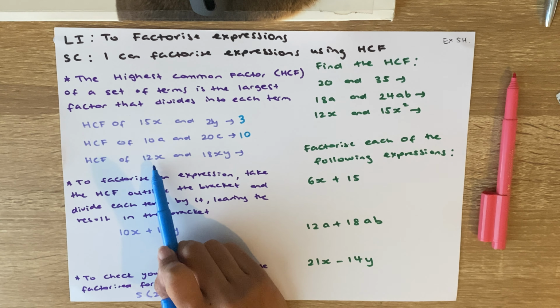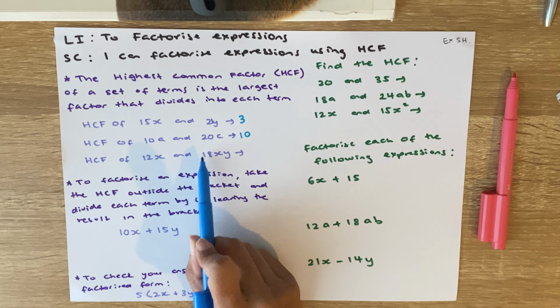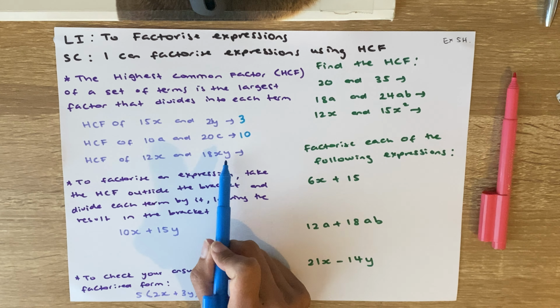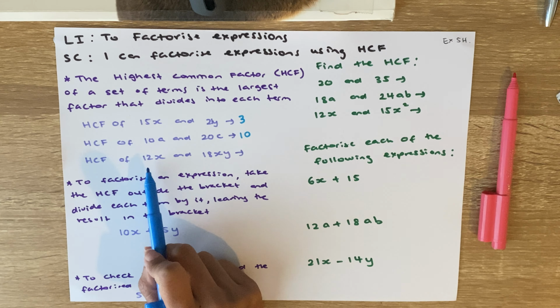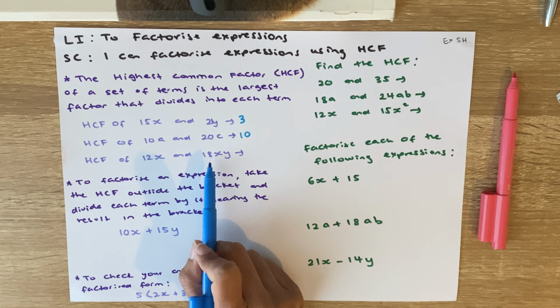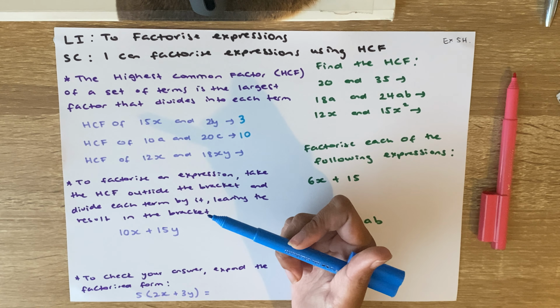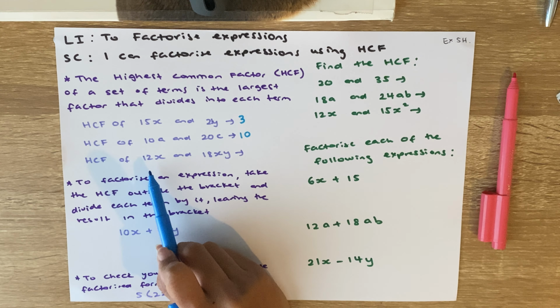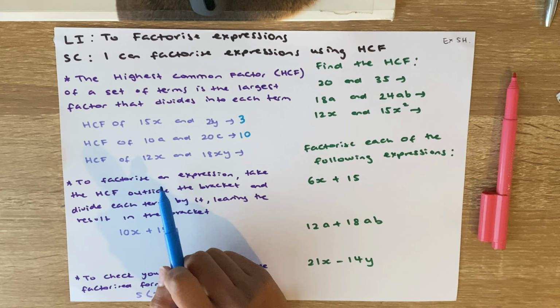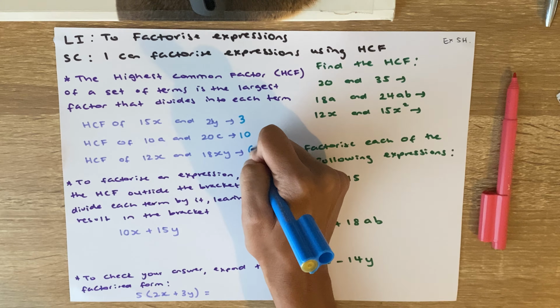The last one, 12x and 18xy. Remember, they are not like terms, okay, because this one has an x in it and this one has an xy in it. But we'll look at the numbers first to see the highest common factor, 12 and 18. We've got the number 2 that goes into it. We've got the number 6 that goes into it as well. So 6 goes into 12 twice, 6 goes into 18 3 times. So our highest common factor is 6.